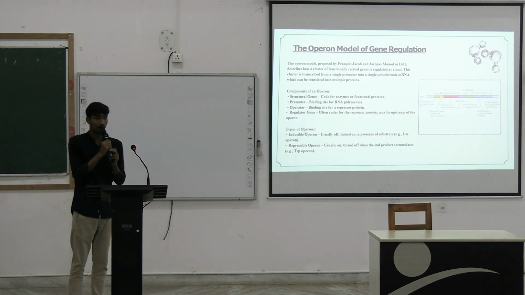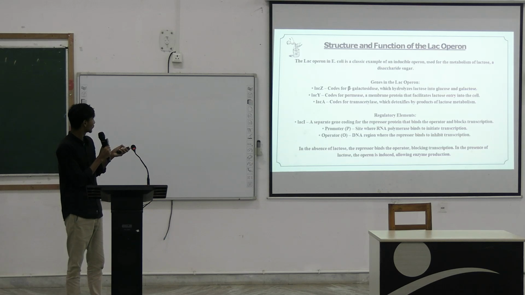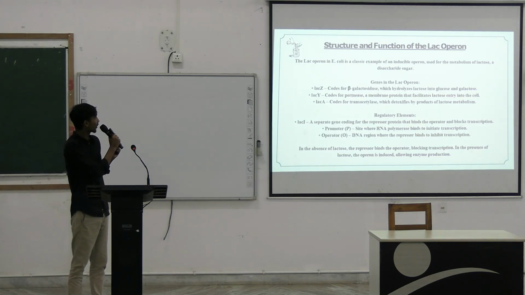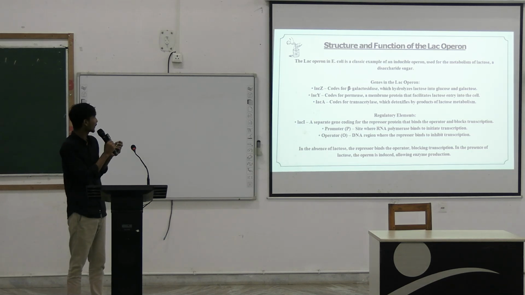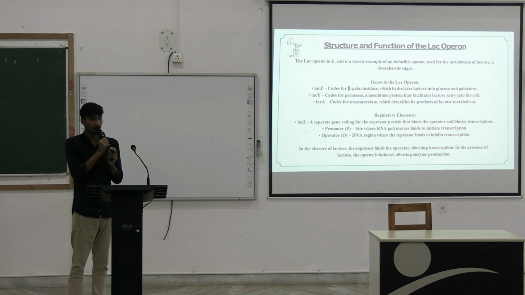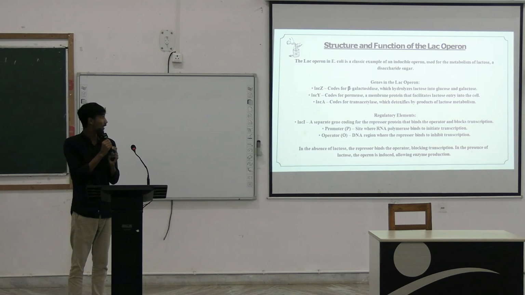Types of operon: inducible operon, usually turned on in the presence of substrate; repressible operon, usually turned on in the presence of product accumulation. Structure and function of the lac operon. The lac operon in E. coli is the classic example of an inducible operon used for metabolism of lactose. The genes in the lac operon are lac Z gene, lac Y gene, lac A gene.